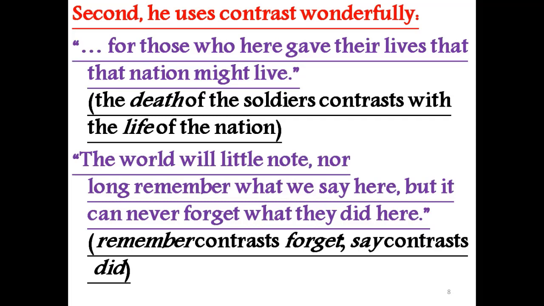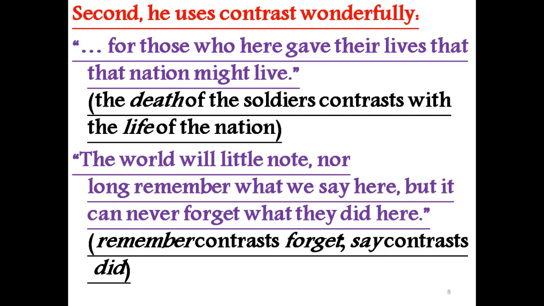Second, he uses contrast wonderfully. So contrast means opposite ideas. For those who here gave their lives that nation might live. Now look here: for those who here gave their lives that nation might live. So gave their life, the death of the soldier, contrasts with the life of the nation. So with life, with death.